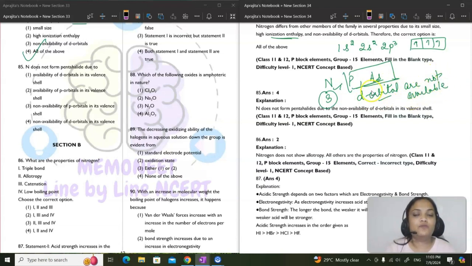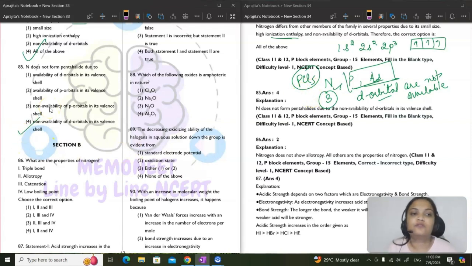In case of phosphorus, there is empty 3d orbital. So because of that, it can expand its octet. Okay, it can expand its octet and can form pentahalides. PCl5 exists. Okay, but NCl5 does not exist because of the non-availability of d orbitals. Okay, so the answer is option 4.